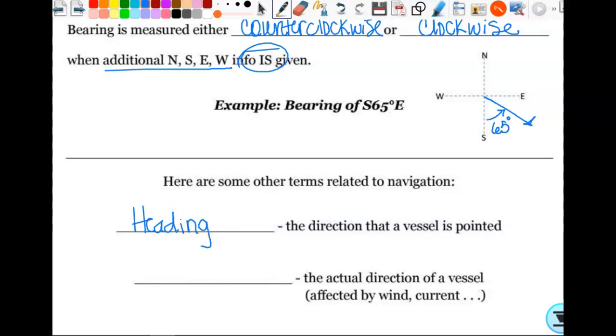Like if I'm sitting in the middle of the ocean and I'm pointed directly at that poster right there and I'm headed that direction, chances are pretty good I'm not going to go just straight there, right? Because the current's going to take me or whatever. So the actual direction, affected by wind, current, whatever, is the course. In a perfect world, your heading and your course are exactly the same, but that's not always the case. Okay, make sense? We good? Awesome.